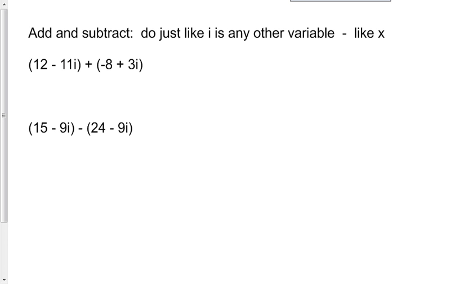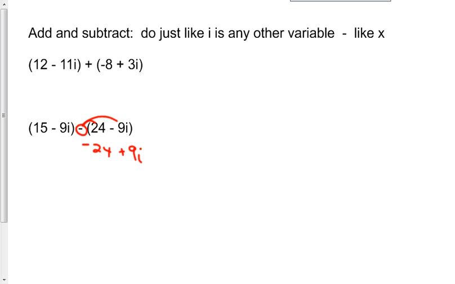Adding and subtracting is just like any other variable. So treat your i term just like you would treat an x term. If you find i terms, you're going to try to combine those. The one issue that people sometimes have is that they forget when they've got a minus an entire quantity, that negative sign has to transfer through to both of these. That becomes a negative 24, and then negative negative is positive 9i. A lot of people miss that.